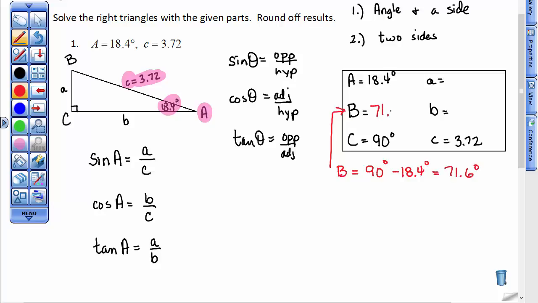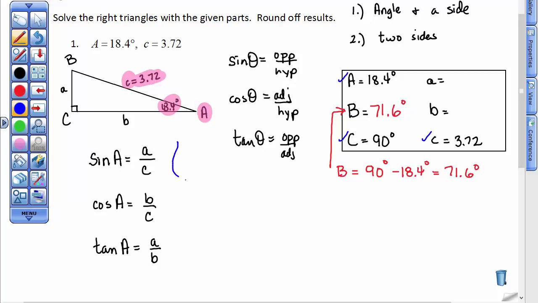And I'm going to fill this in. I like to fill that in as calculated information, so I've used a different color. Angle B is 71.6 degrees because I'm always going to try to be using the given pieces of information in solving for these other two pieces.